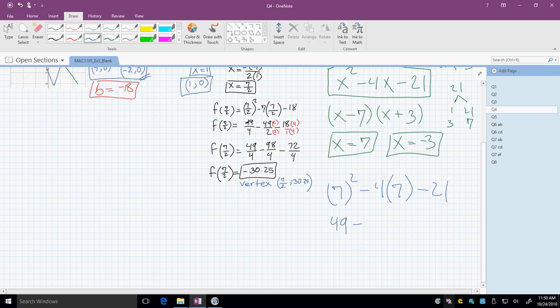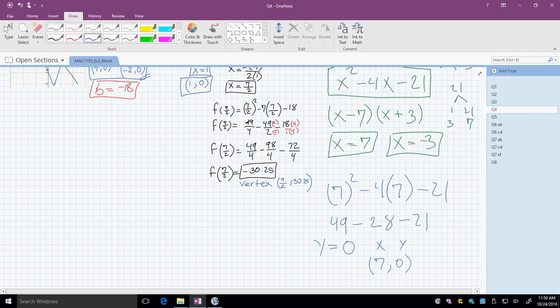Two numbers that meet two requirements. Requirement number 1, they must multiply to the top number. And then the two. So you will go here, 49 minus 28 minus 21, right? 0. So y equals 0. So when x is 7, your y is going to be 0. That will be the point of intersection.